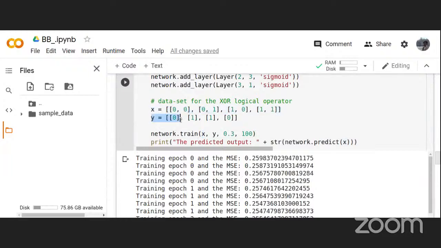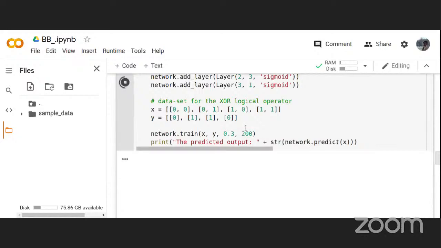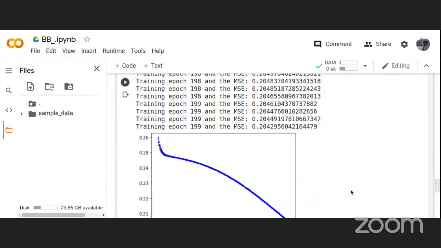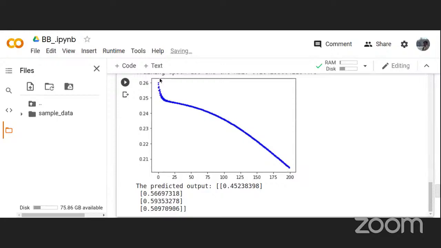Then y is the input pattern, output, or we can say the desired, and learning signal, and here 100 is epochs. So instead of the 100, I can make it 200. Okay, and run this code. So you will observe that here training happens. Yes. So here initially a sudden decrease in error took place, and later the error decreases slowly.